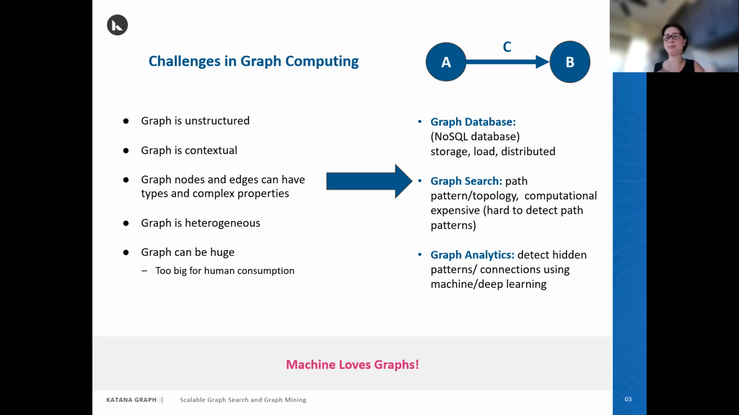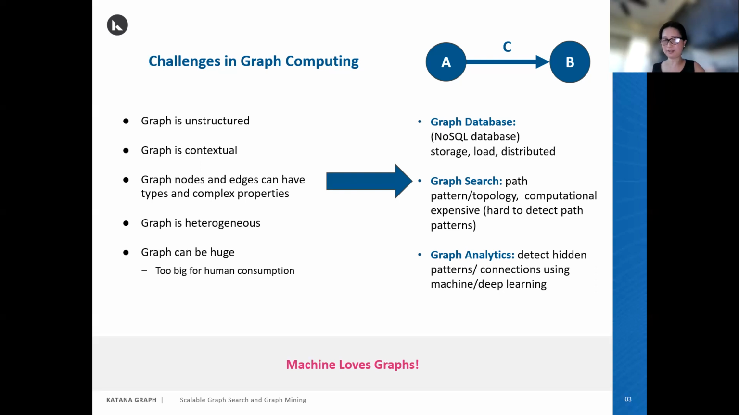Sometimes path patterns can be given by domain experts. If you have prior knowledge in a certain domain, for instance in drug discovery, you know a certain drug binds some target and another target in the same pathway. Those kinds of paths can be important or critical for computational biologists, and you can use this path pattern to write SPARQL queries. But if you don't have this domain knowledge, it's very hard to figure out path patterns in a large-scale graph.